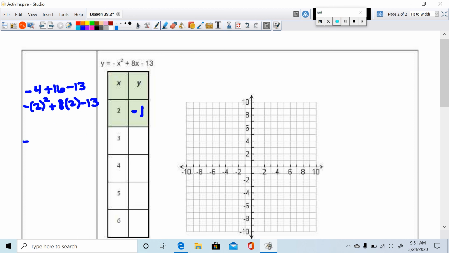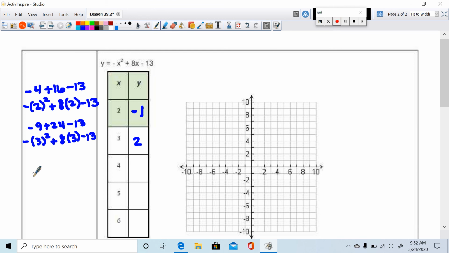So negative 3 squared plus 8 times 3 minus 13. So you've got negative 9 plus 24 minus 13. And that is 2. That makes it a lot better.